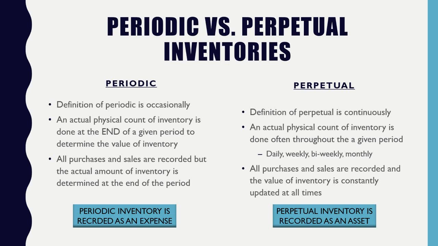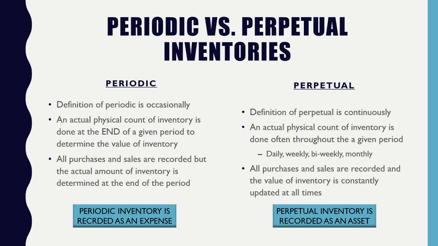Whereas perpetual inventory is just exactly what its word says. The definition of perpetual literally means constantly. You're constantly updating your inventory every time you make a purchase and every time you sell an item, because you are frequently checking it all the time. You can also take a physical count at the end of the given period, but you should be aware and know exactly how much you have at the end of every single day, or every time you sell an item.